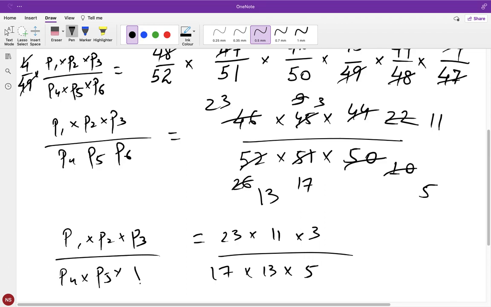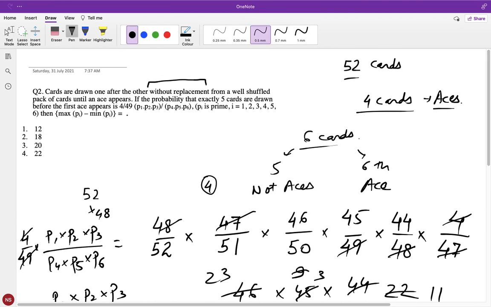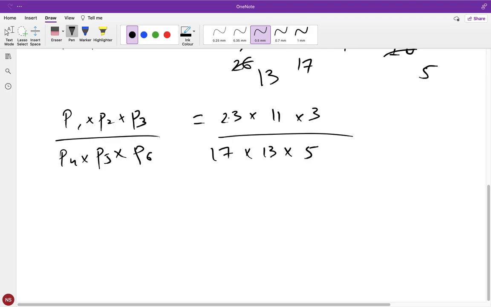But do I know which one is P1, which one is P2, which one is P3? No, we don't. But they have asked a question: what's the maximum out of the 6 minus the minimum out of the 6? Maximum and minimum can just be seen from here. Maximum is 23 and minimum is 3.